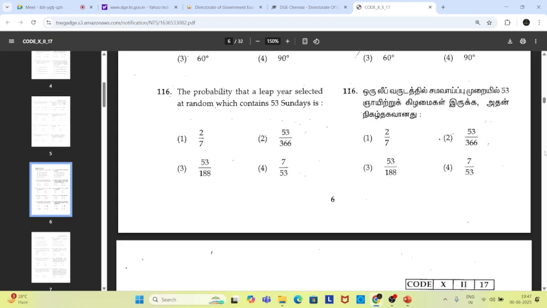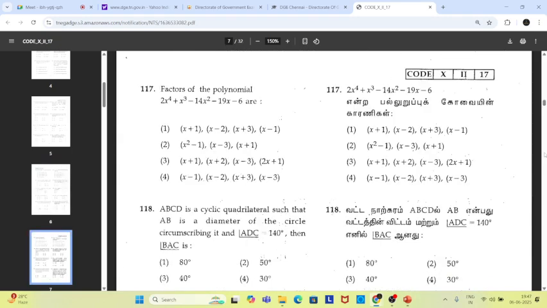So the answer is 2 by 7. 2/7. Yeah, because the total number of days in a week is 7, and you have 2 options for getting the 53rd Sunday. So the answer is 2 by 7. Okay, very good, fantastic. Okay, can anybody read this?